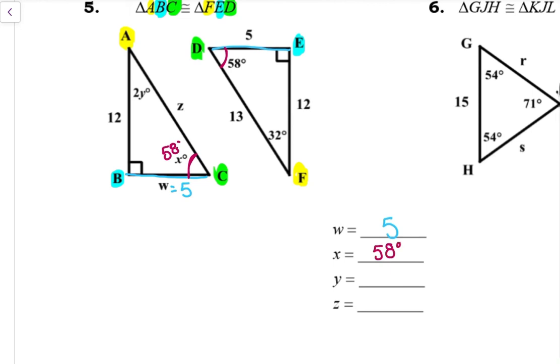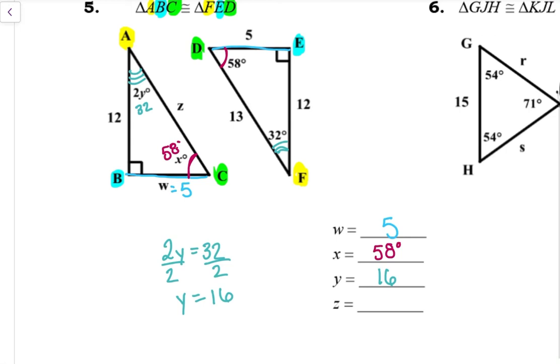Next, let's do Y. Y is this top yellow angle at A, which is going to be the same as this other yellow angle at F, which is 32. So I know that this angle also has to be 32. The thing is that it has a 2y, so I know 2y has to equal 32. Then I have to divide by 2 to get y alone, and I end up with y is equal to 16. So 16 is y.